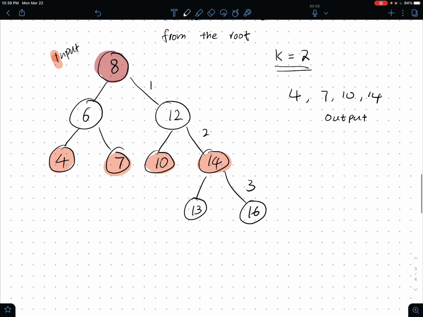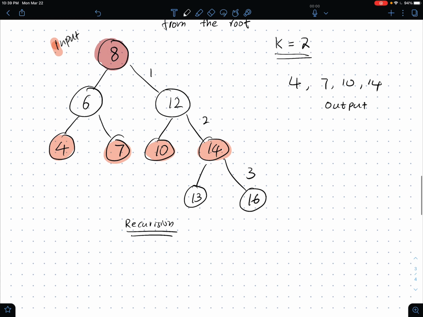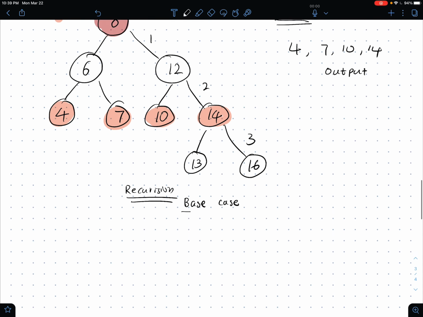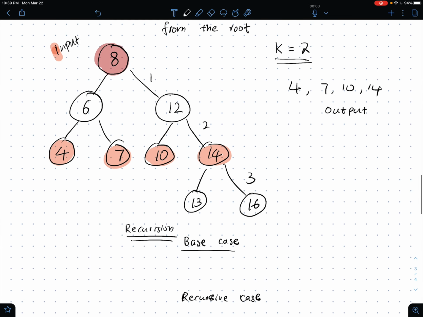I want to remind you guys, every time we try to solve a question related to binary search tree, we want to use recursion. It's an easier way to do this. If we use recursion, we have 2 questions we want to ask ourselves: base case and recursive case. The base case in this question is when the root is null, then there's nothing, right? Then we return null.